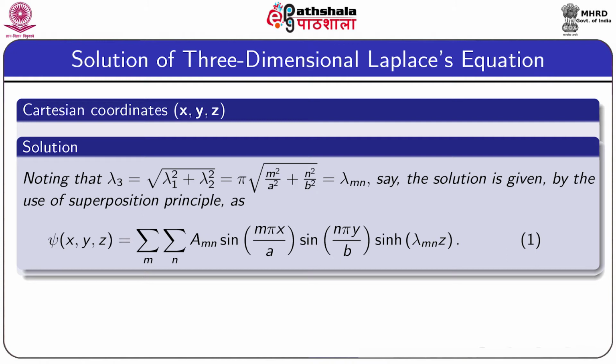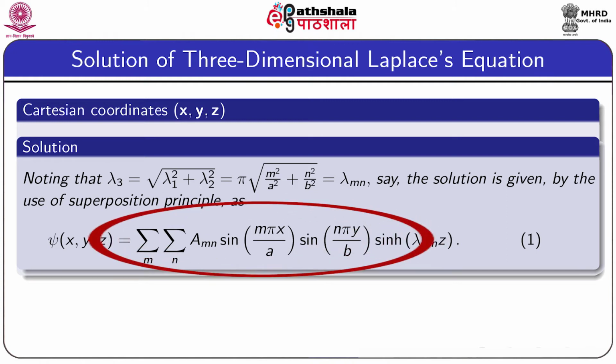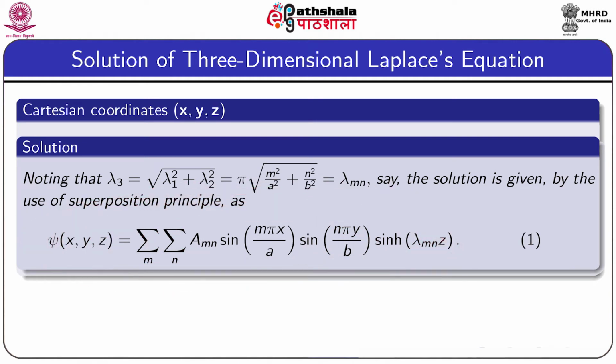So, the solution becomes A_mn sin(mπx/a) sin(nπy/b) sinh(λ_mn z). And since this is a linear differential equation, the principle of superposition can be applied. Therefore, psi can be written as the sum over m, sum over n, of A_mn sin(mπx/a) sin(nπy/b) sinh(λ_mn z).